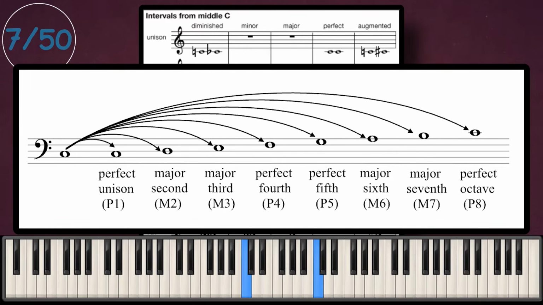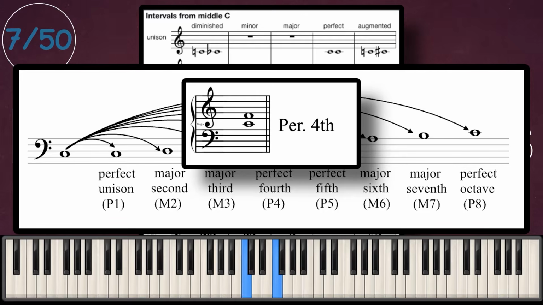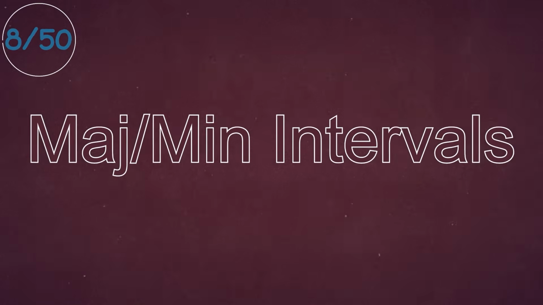They're called perfect because these intervals are the most stable and consonant amongst all the intervals. Although depending on who you ask, the perfect fourth could be seen as a dissonance because it wants to resolve back to the major.